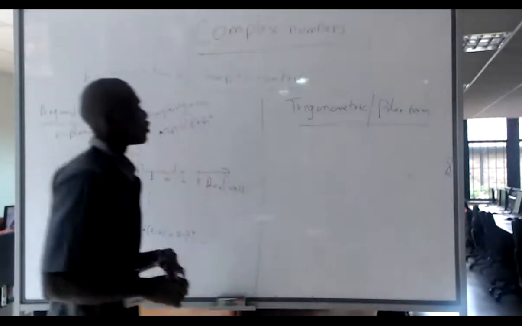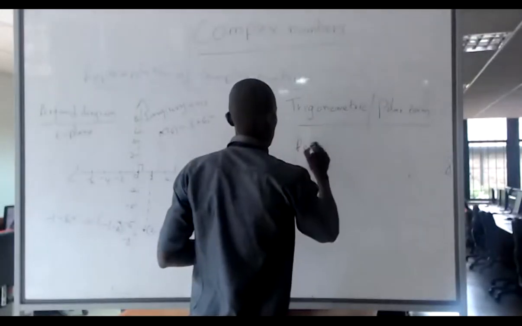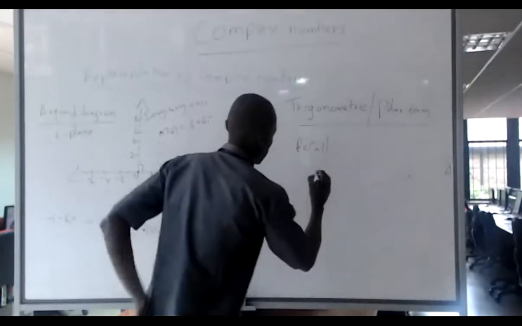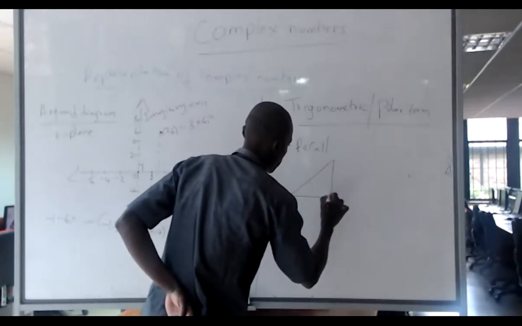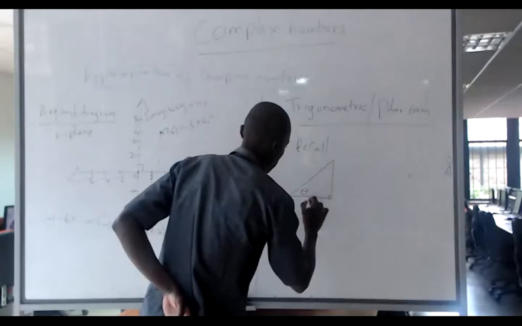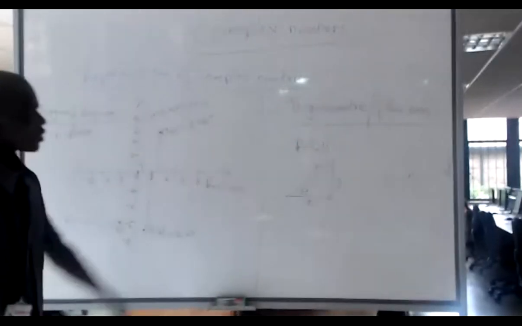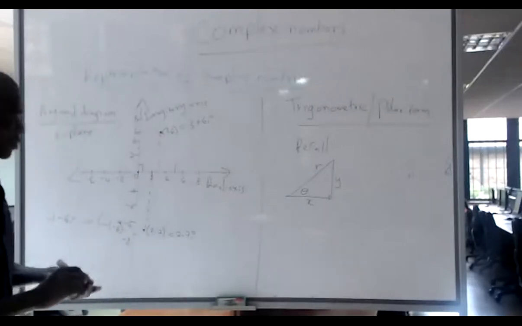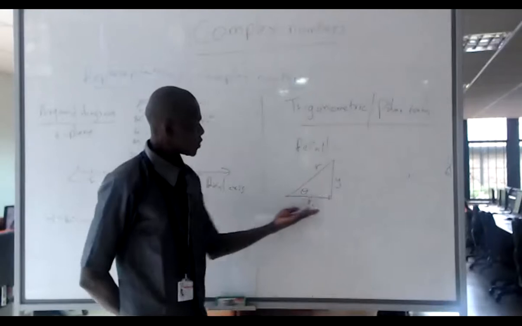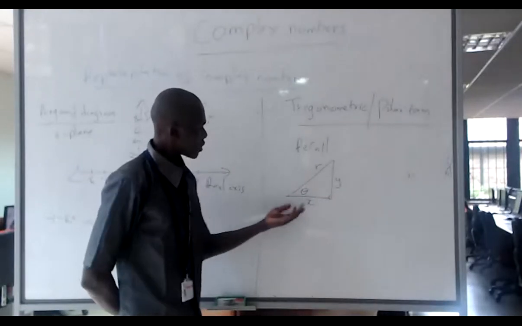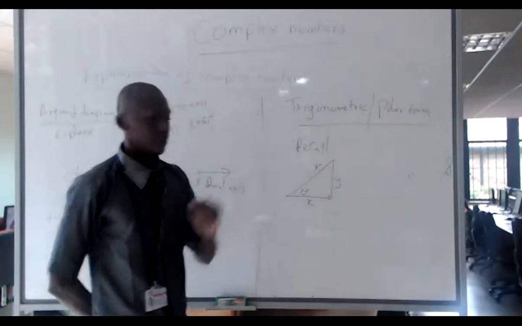Let us look at trigonometric form. First of all, let me remind you of some definitions. If you have a right angled triangle, let's say this is theta, this is x, this is y, this is r. So we have a right angled triangle with an angle theta. The length of this side is x, the length of this side is y, the length of this side is r.